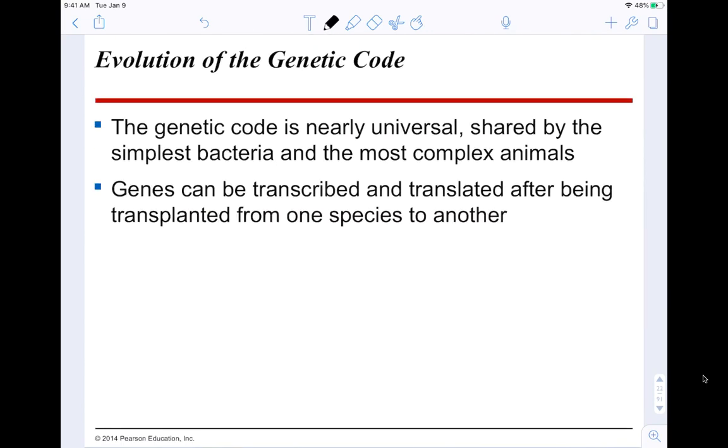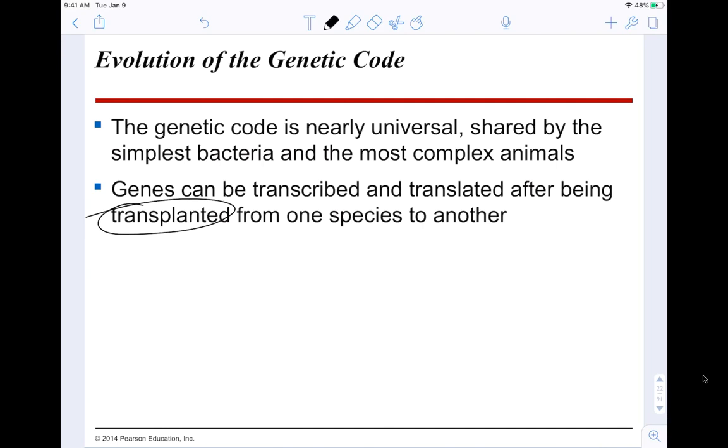Okay, the evolution of the genetic code. So the genetic code is nearly universal. This means that all organisms use A, T, G, and C in order to code their nucleic acids, their DNA. So shared by the simplest bacteria to the most complex animals. So genes can be transcribed and translated after being transplanted from one species to another. So what does that mean?